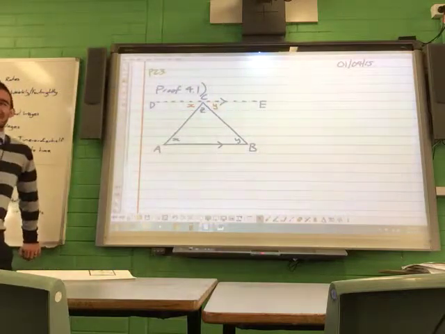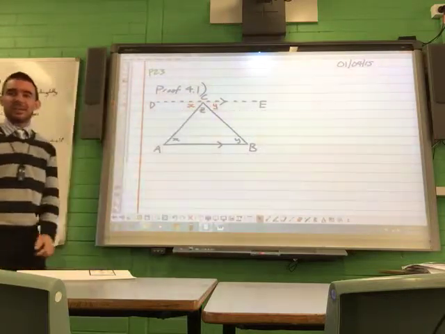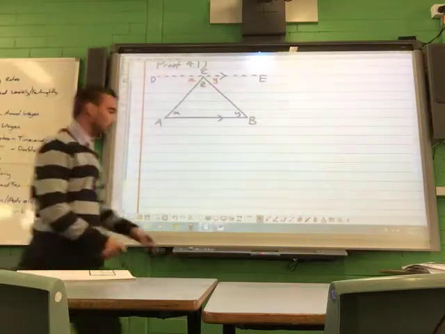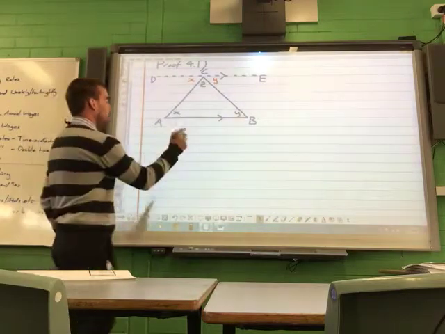Okay, and we have a straight angle here, so these three angles here must equal 180 degrees. That is why the angle sum of any triangle will be 180 degrees. Right, so let's write the proof.